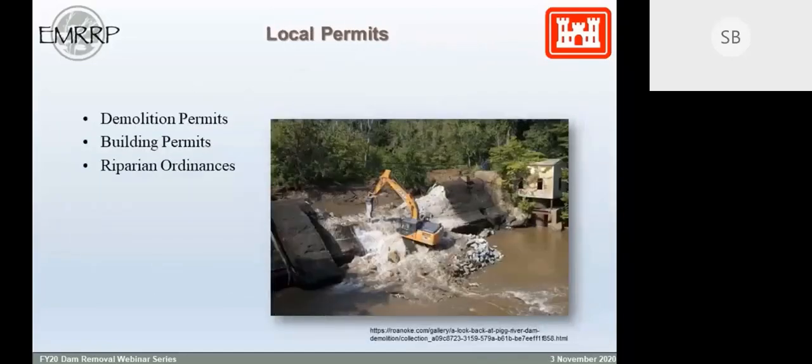And there may also be some local permits needed, some municipal permits. For example, demolishing the dam structure may require a demolition permit from a local municipality. Also, a building permit may be needed for some activities, for instance, like construction of a cofferdam.